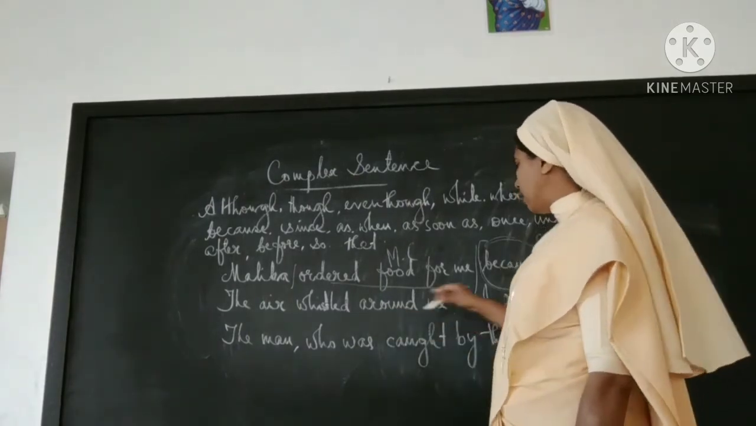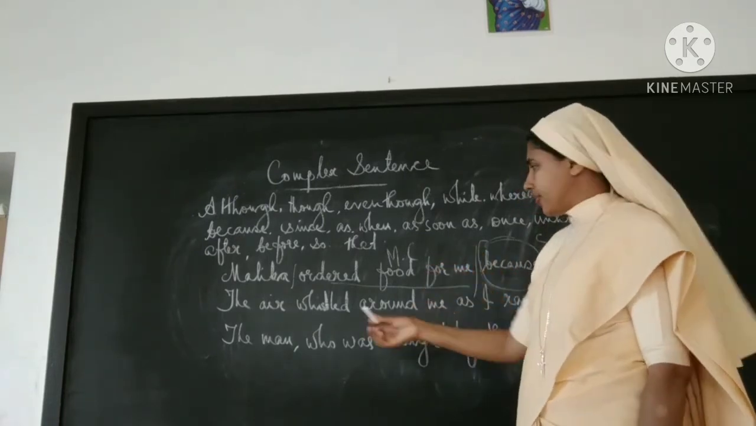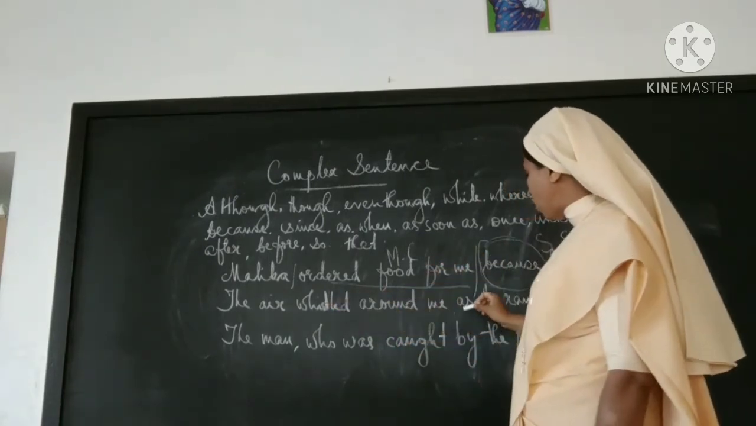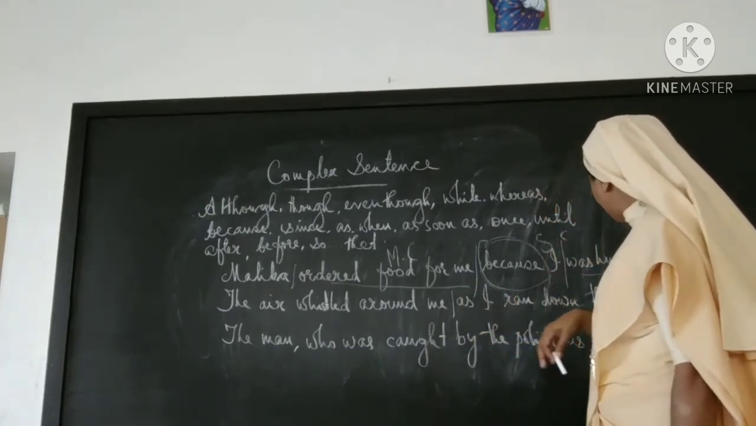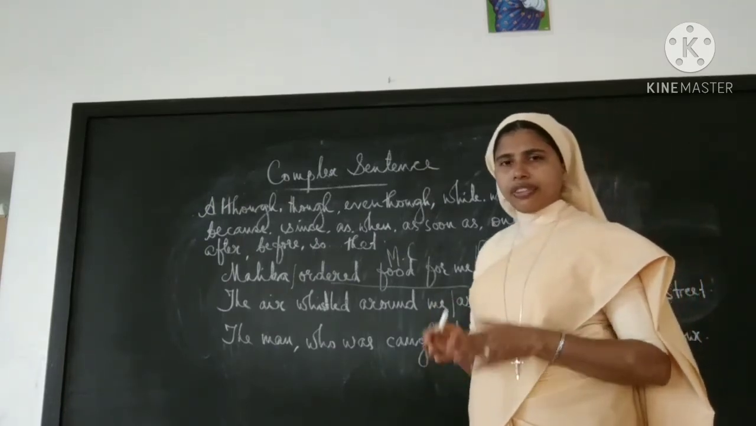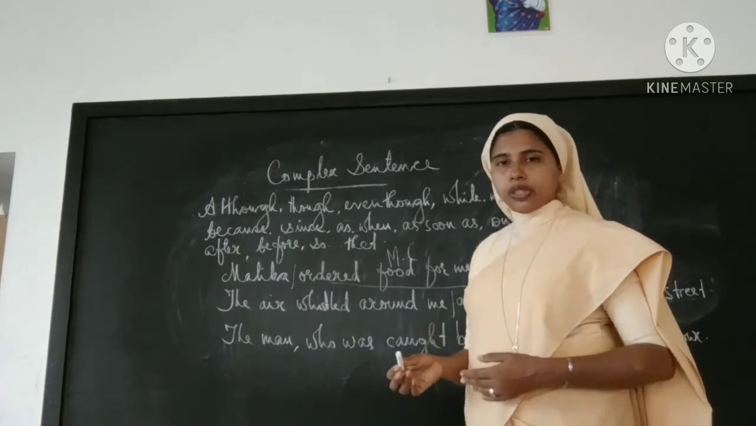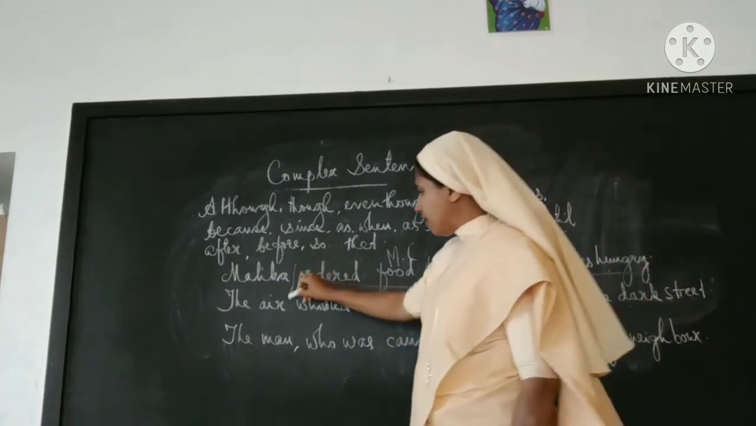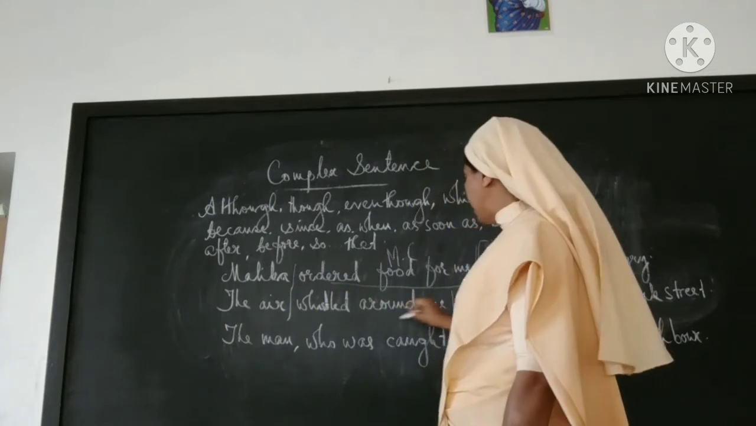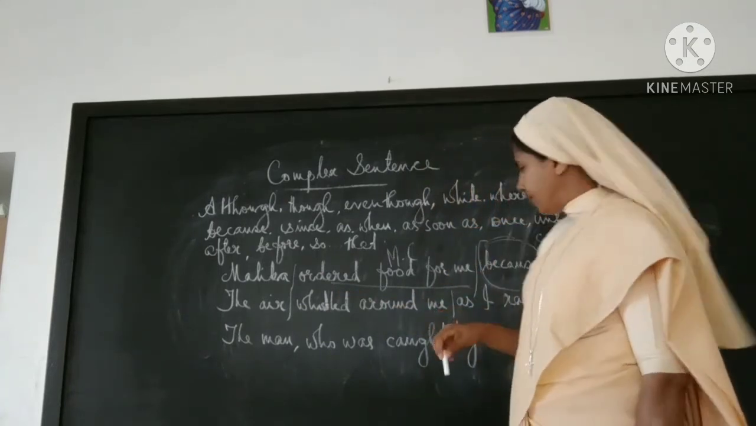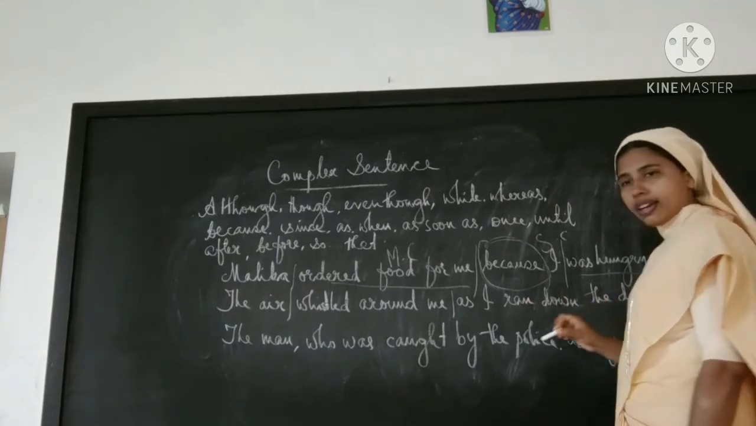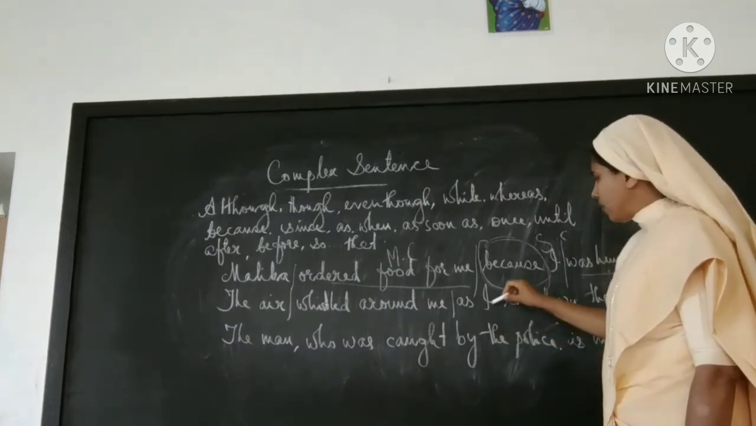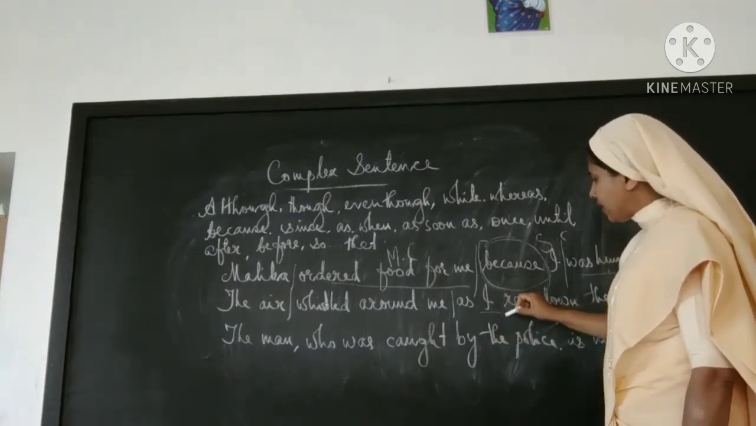Okay, let's divide it into clauses first. The air whistled around me, that is one clause. As I ran down the dark street. How will you identify a clause? By seeing the subject and predicate. Here, the air is the subject, and whistled around me is the predicate. Here, I is the subject, and ran down the dark street is the predicate. So here again, there is another clause.